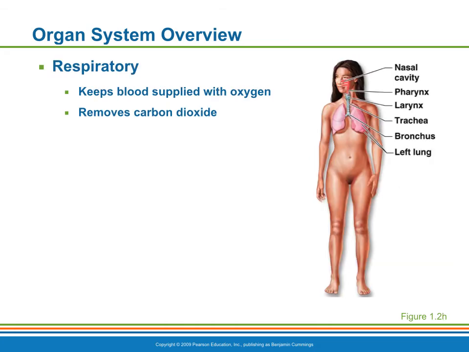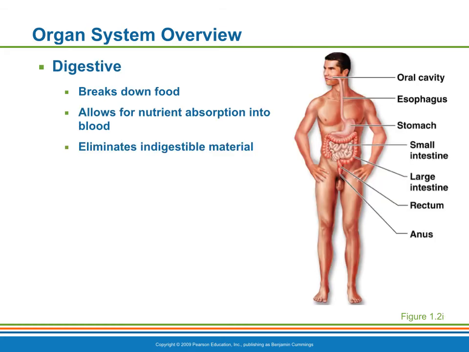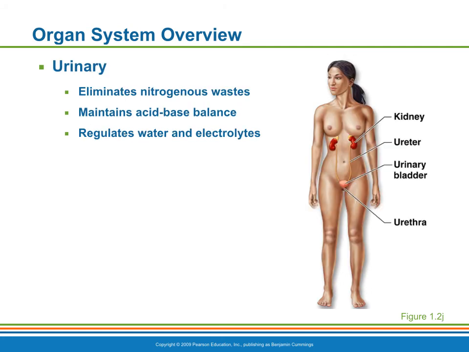Next up, we have the respiratory system. Working with those lungs, right? Moving the air in and out in order to bring oxygen in and carbon dioxide out. Next up, we have the digestive system, breaking down the food, eliminating all those indigestible materials. And you can see here that we have the alimentary canal going from the oral cavity all the way down to the anus. Next up, we have the urinary system, eliminating all those nitrogenous waste, regulates water and electrolytes, cleaning out that blood.